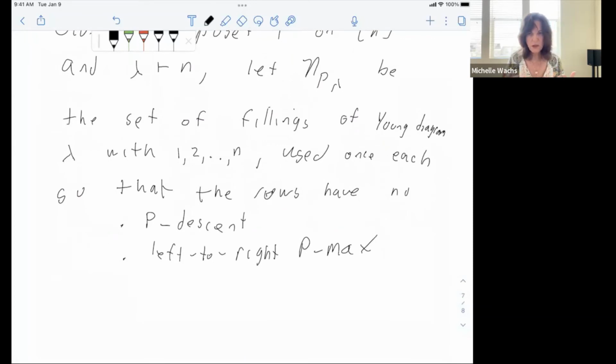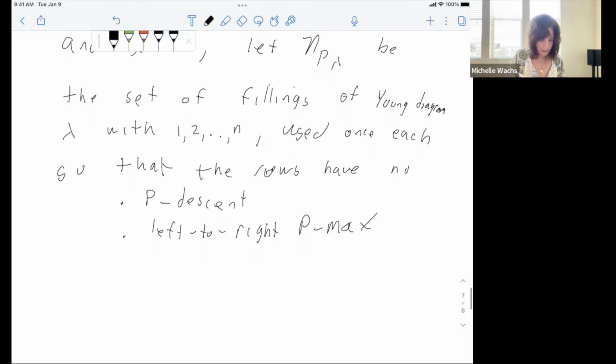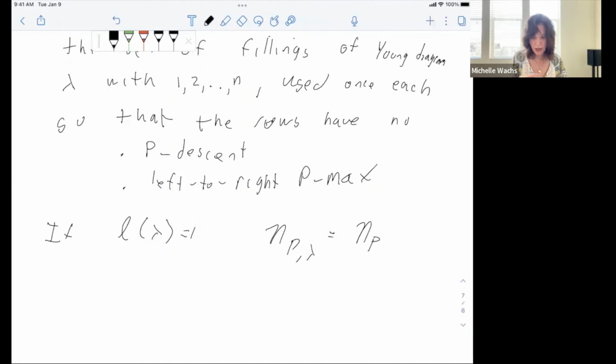Since there's no condition on the columns, what we're really doing is looking at permutations that we're splitting according to lambda, and then looking at the segments of the permutation and imposing conditions on the segments. But I think it's convenient to do it in terms of tableau. So let me say this again. If the length of lambda is 1, then NP lambda is just the same as NP. So that generalizes that class NP of permutations.